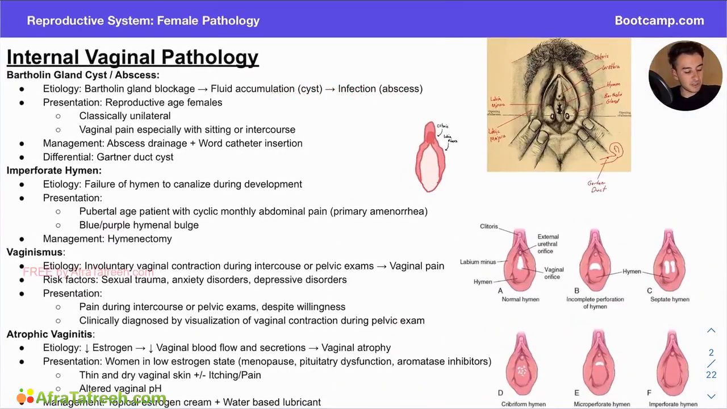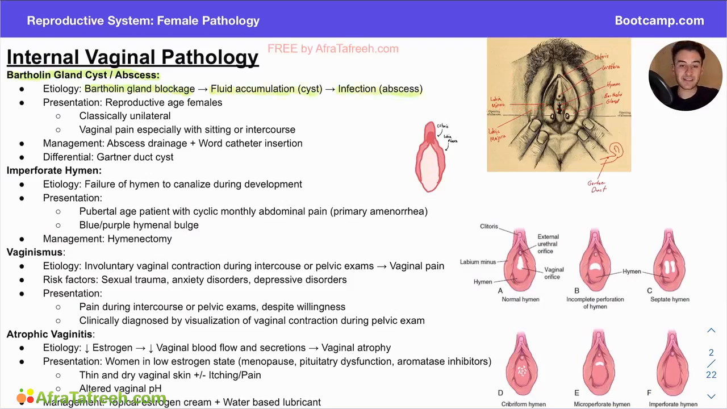So talking about pathology, let's start off by talking about our Bartholin gland cysts and abscess. So we pointed out our Bartholin glands, which were these bulbous glands at approximately 4 and 8 o'clock. And essentially these are responsible for producing a variety of fluids to maintain a healthy vagina. And sometimes these can get blocked, and then they accrue their fluid inside, and it creates a cyst. And this fluid can then go on to become infected. And so essentially it's a progression from Bartholin gland blockage to fluid accumulation in the form of a cyst, and then we're going to get infection.